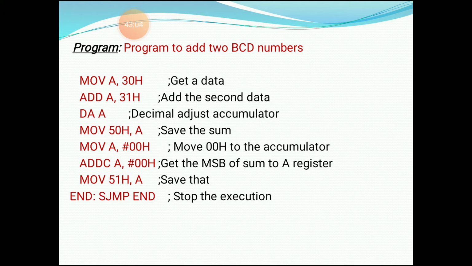Now the accumulator is cleared with 00 by using move A comma #0H, and an addition operation is performed. This addition operation includes the carry. So this instruction adds the accumulator value, 00, and the carry generated during the addition operation. This carry will be added in the accumulator. After that, the carry information is stored into the 51H location by using a move instruction from the accumulator, that is, move 51H comma A.